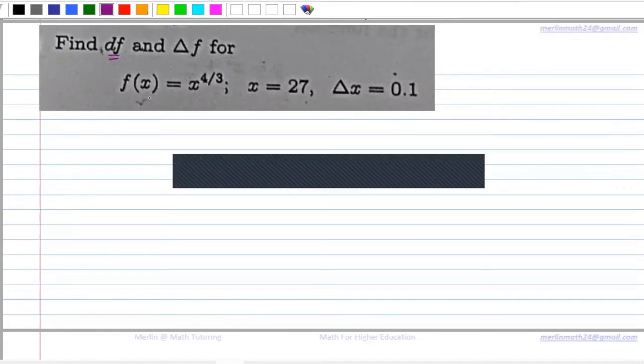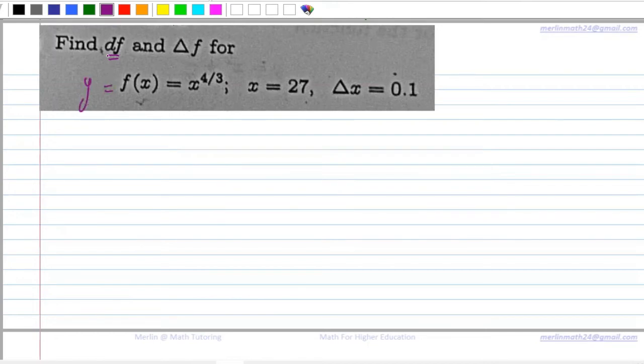Okay, df means the differential. Now f is a y, right? So this sometimes is given like to find df means dy. That's it. dy is the differential part of the derivative.